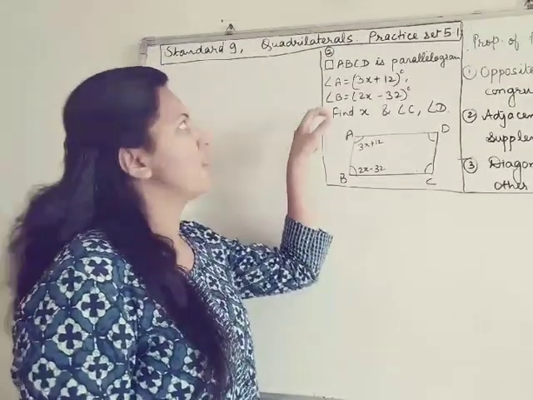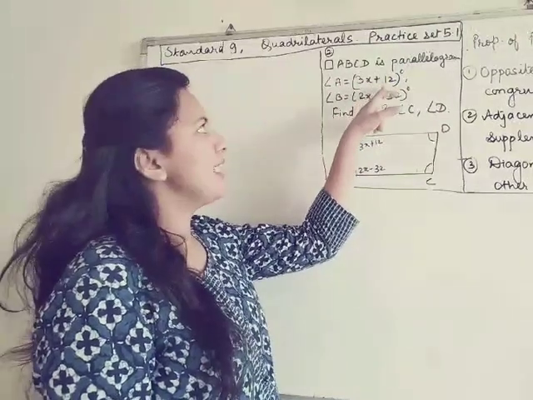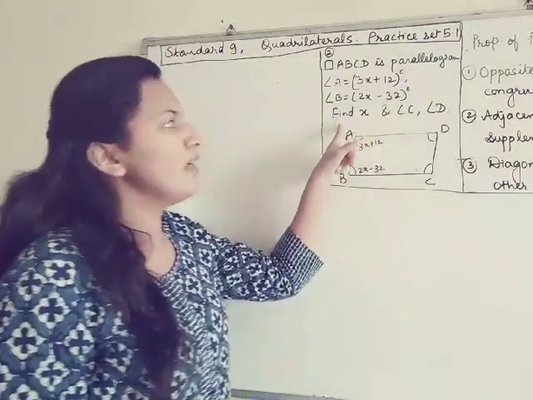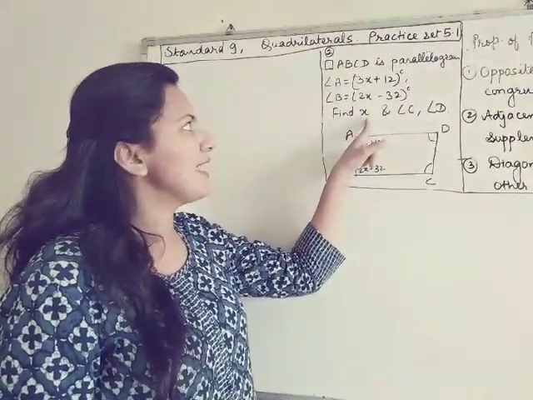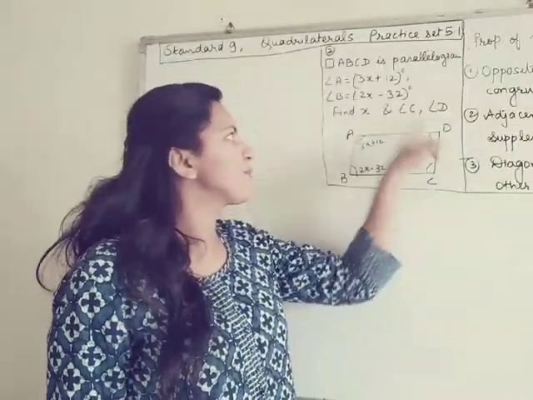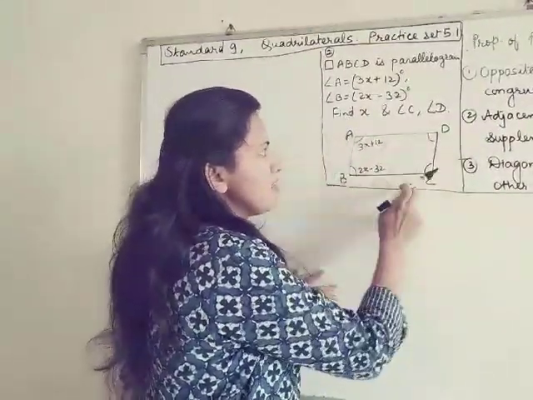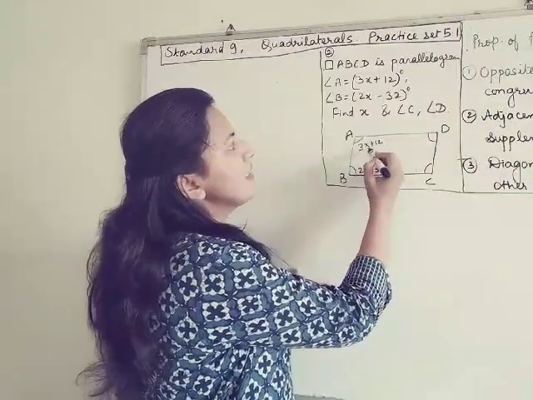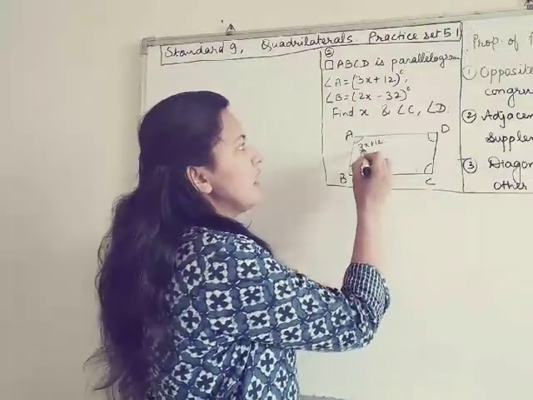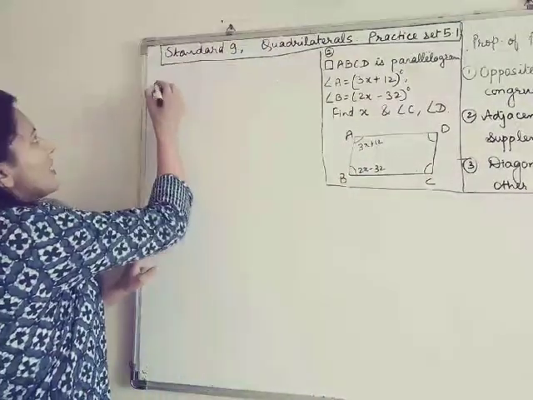Second example: ABCD is a parallelogram. Angle A is given, which is 3x plus 12. Angle B is given, 2x minus 32. What we have to find out? We have to find out the value of x, and the measure of angle C and angle D. I have drawn the diagram here. This is a parallelogram ABCD. Angle A is 3x plus 12 and angle B is 2x minus 32. We have to find out the value of x and the measure of angle C and angle D. Okay, so let's start with the solution.